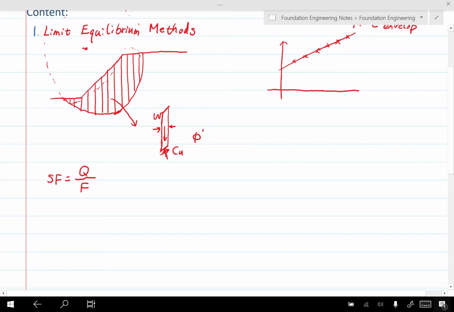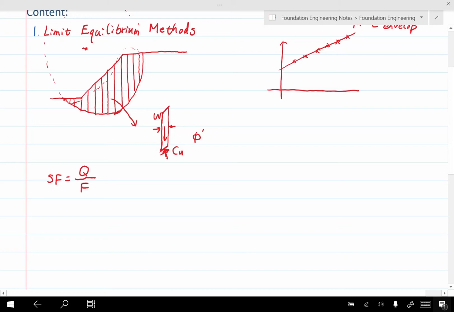We need to define a slip surface. Usually we assume a slip surface, and the simplest case is a Petterson circle. Then with the slip surface, we divide the soil body above it into slices. Then we analyze the forces on each slice and put all the forces on different slices together, and we get the equation for safety factor. We can get the safety factor.